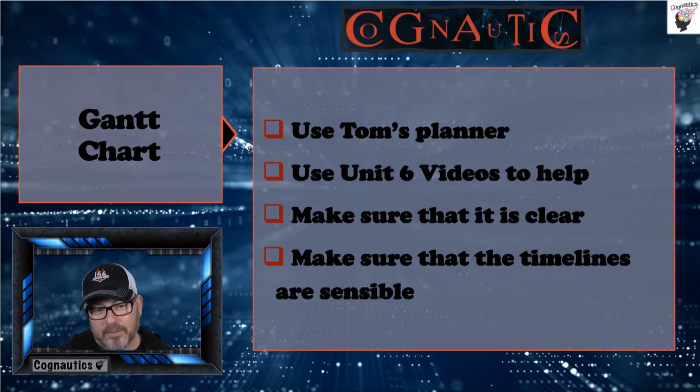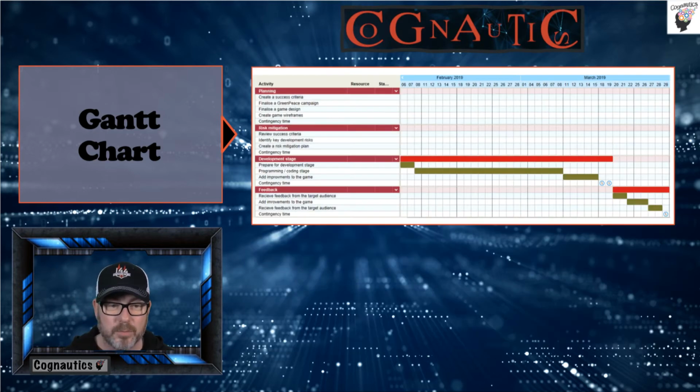Alright, so you've made it using Tom's Planner, you've used the Unit 6 video to help you, it's clear, the timelines are all sensible, and this is one that we saw from a previous student. You've got the planning going on up here, and then what I do like about this, and this is not by any means a perfect Gantt chart, is you can see we've got some repetition down here, receive feedback, add improvements, receive feedback, and so on, although there's not actually any further improvements made, which wouldn't be a very good idea. But you can see a lot of what needs to go into the Gantt chart is here.